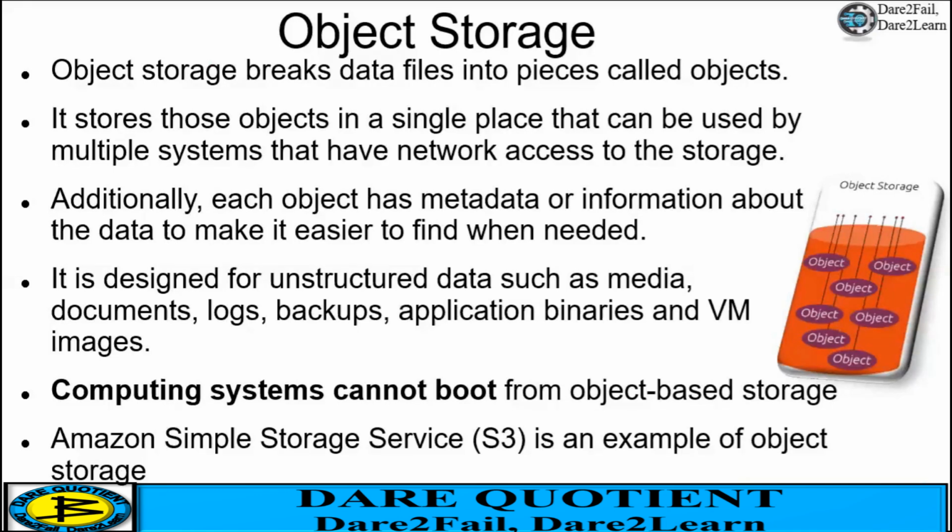So what is object storage? Object storage is just a storage that takes your data and breaks it down into objects. Now, what happens with this type of storage is it takes your data, breaks it down into objects, and you can store these objects within your storage system.